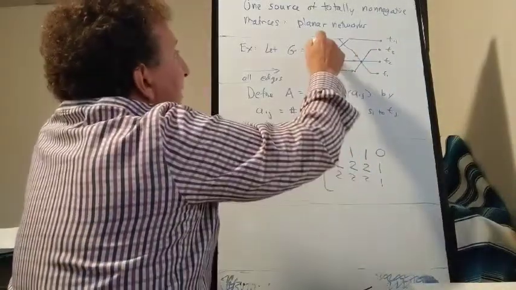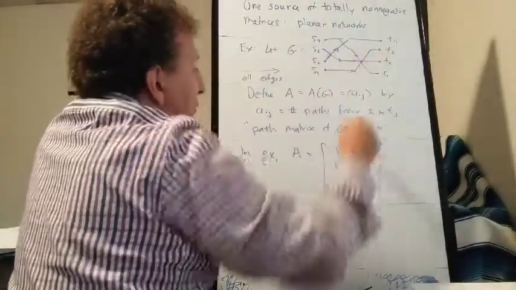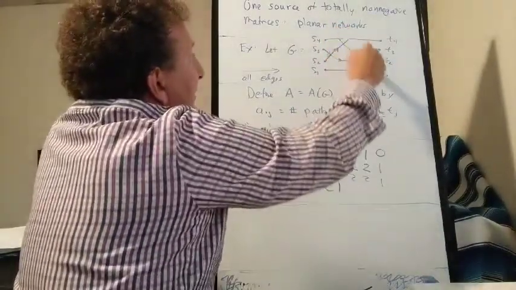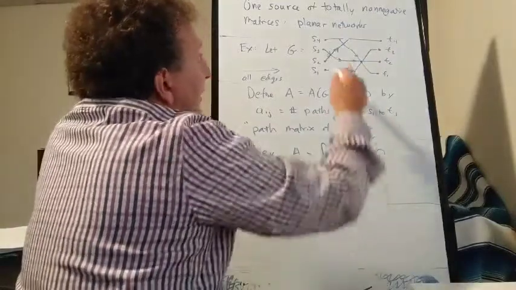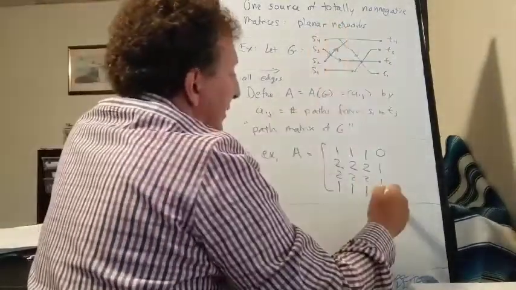And if we start at S4, then we have to go above this region. We can get to T1 in one way. We can get to T2 in one way. We can get to T3 in one way, and we can get to T4 in one way.